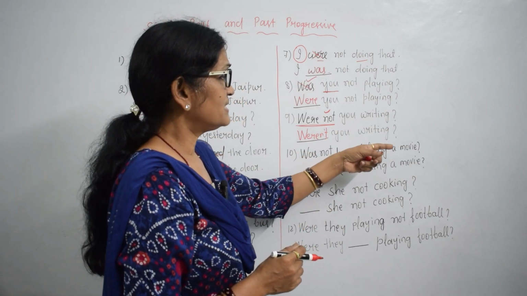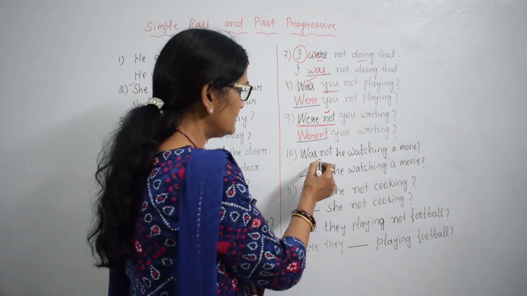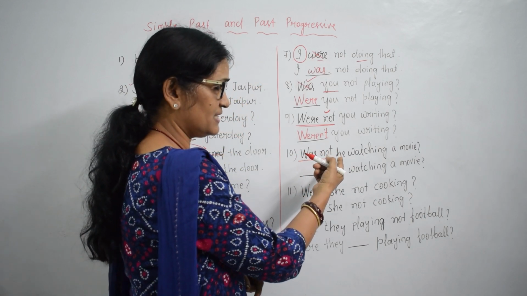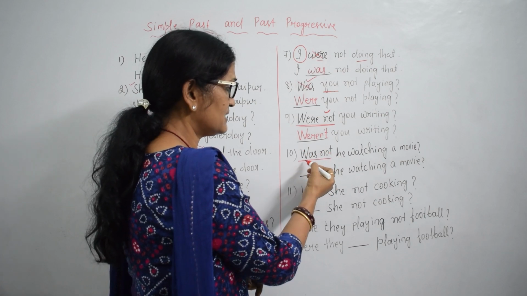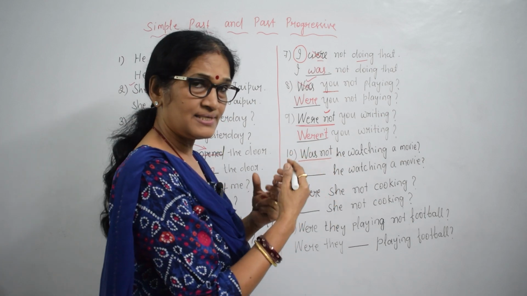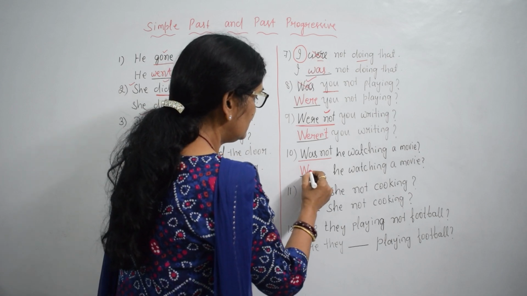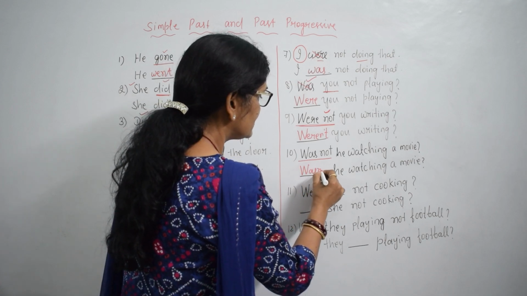Was not he watching a movie? This is the same thing. Was not is a negative interrogative sentence. In the full form, we can't say was not before the subject. So it will be the contracted form: wasn't.